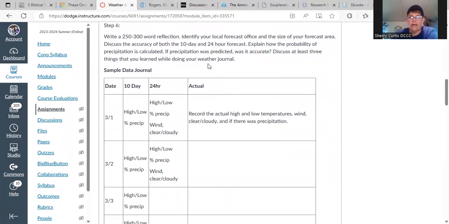And then the last step, please don't forget this one, write a 250, 300 word reflection. Identify your local forecast office, the size of your forecast area, discuss the accuracy of the 10-day and 24-hour, and explain how the probability of precipitation is calculated. That is probably the number one thing people misunderstand the most when it comes to weather information. If precipitation was predicted, was it accurate? After you go through the probability of precipitation, you should understand that. And then discuss at least 3 things you learned while doing your weather journal.